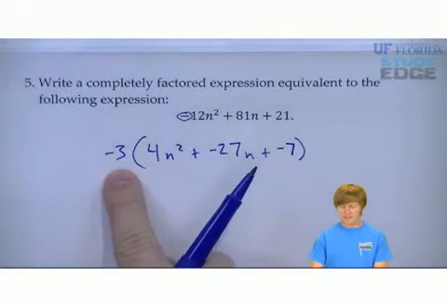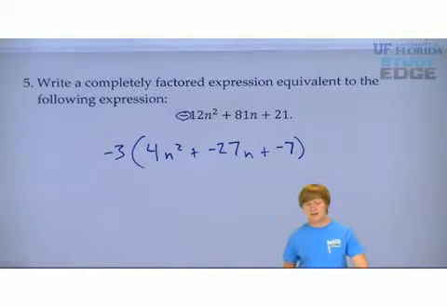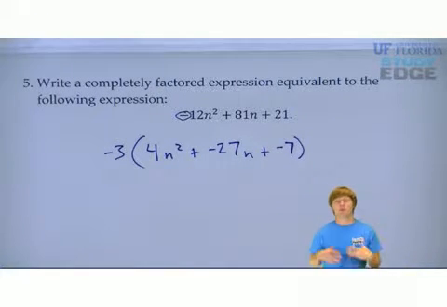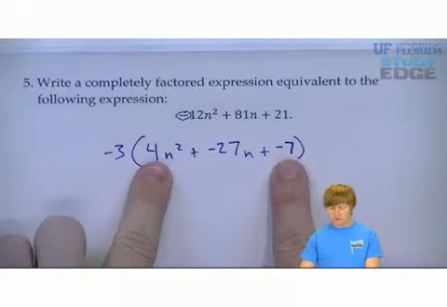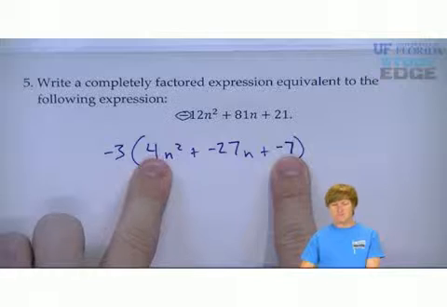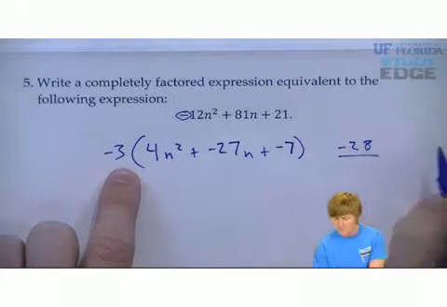So now I've got negative 3 on the outside of my parentheses, and I've got a polynomial on the inside. I'm going to take a look at this polynomial and ask myself if it can be factored. Well, here's a little test. I'm going to multiply my first term and my last term, the coefficients 4 and negative 7, and I get negative 28.